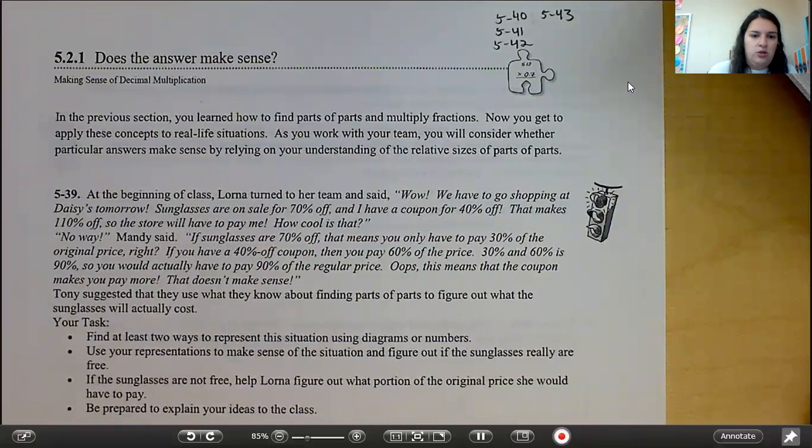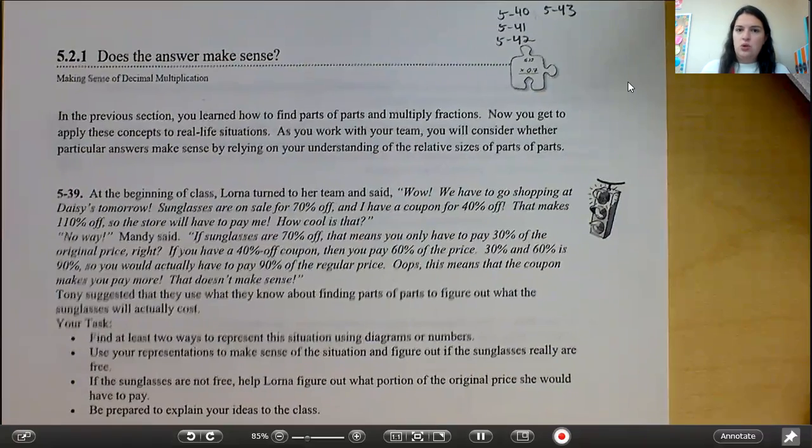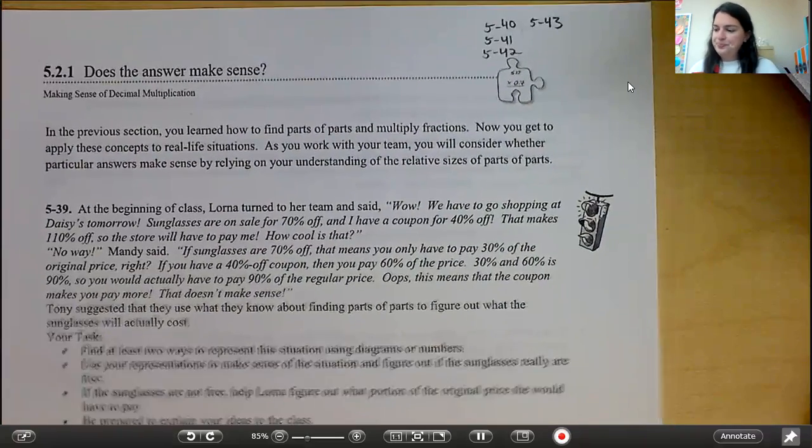In the previous section, you learned how to find parts of parts and multiply fractions. Now you get to apply these concepts to real-life situations. As you work with your team, you will consider whether particular answers make sense by relying on your understanding of relative sizes of parts. So we're going to start with problem 540.